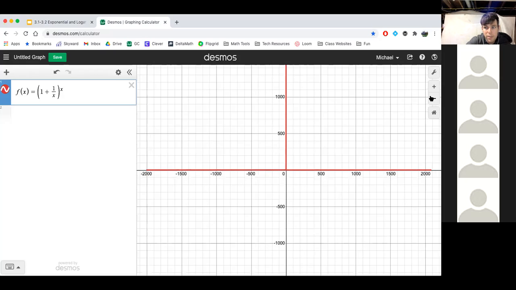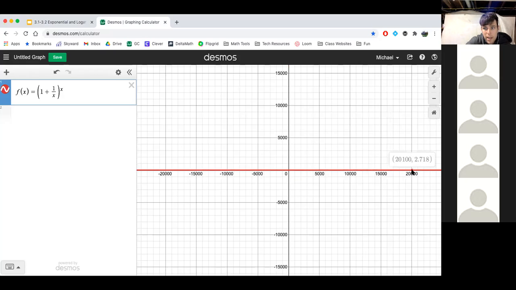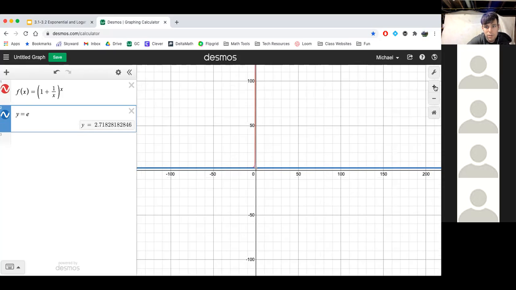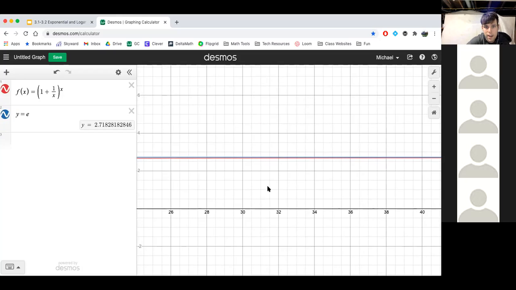And I could keep zooming out to make this really big. Now we're at like 20,000. Now we're really close, and it's almost flat. So it appears as though there is a horizontal asymptote at y equals e, which is our number here. And as we zoom back in, we can sort of see that asymptote behavior happening, right?